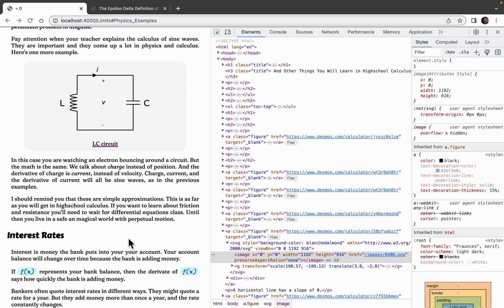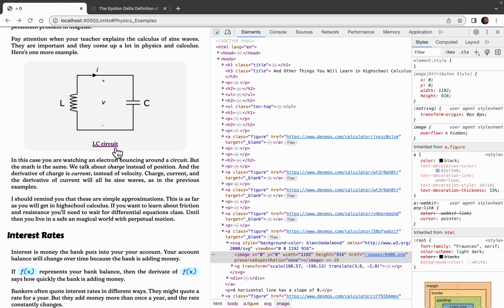I should remind you that these are simple approximations. This is as far as you will get in high school calculus. If you want to learn about friction and resistance, you'll need to wait for differential equations class. Till then, you live in a safe and magical world with perpetual motion.